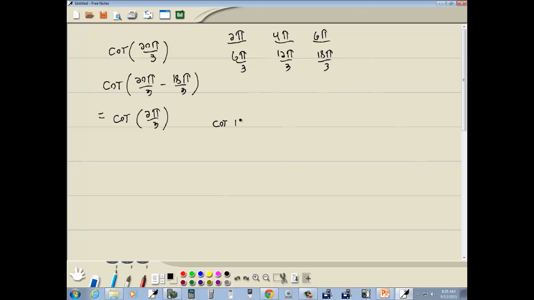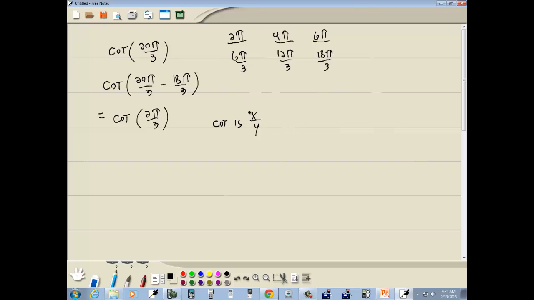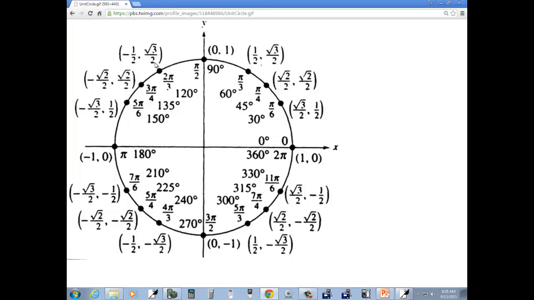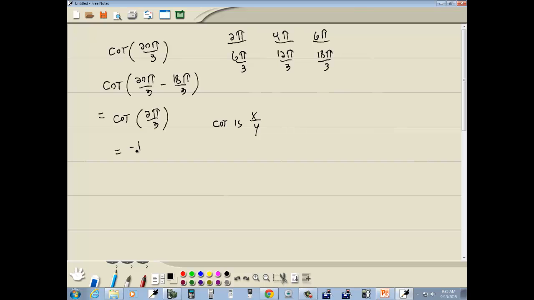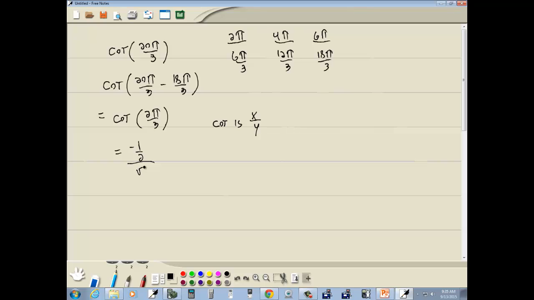Now remember, cotangent is x over y. So let's go look up 2 pi over 3 on our unit circle. So we're scanning through here. Here's 2 pi over 3, so we'll work with this point right here. Cotangent is x over y. So we're going to have negative 1/2 over the y, which is square root of 3 over 2. Now those 2's are going to cancel, and we got negative 1 over square root of 3. Multiply top and bottom by the square root of 3. And we got a negative square root of 3 over 3. And that's our answer.